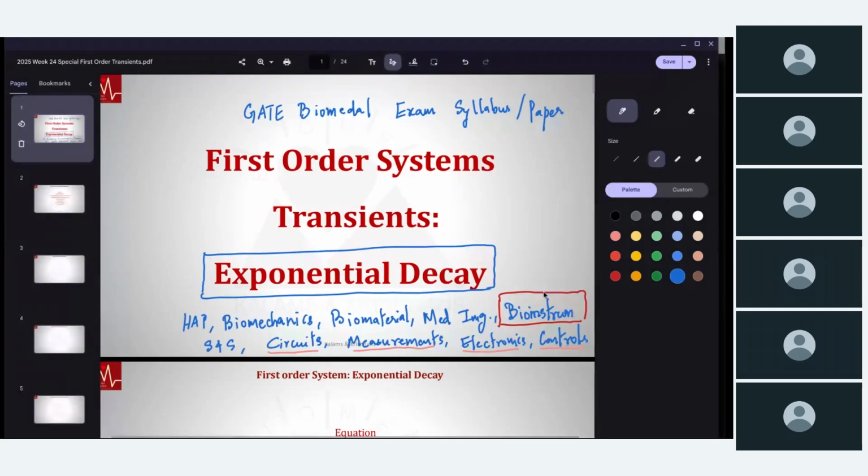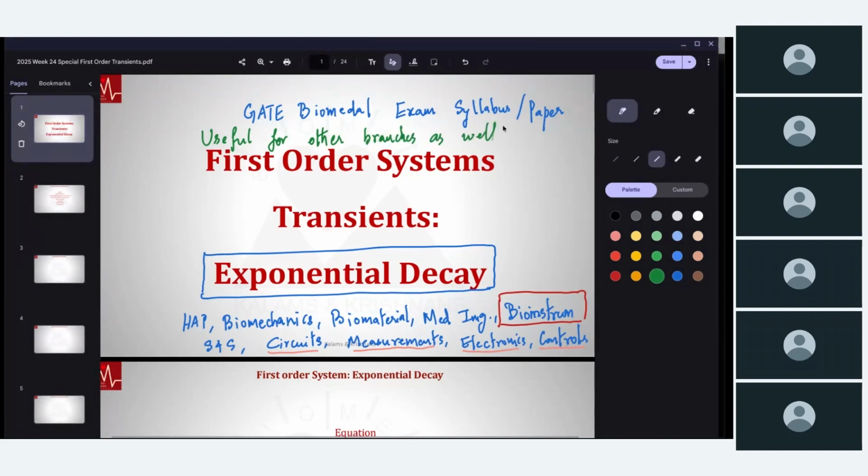It's certainly useful for other branches too, and it's highly efficient to discuss in one setting rather than looking at them in a piecemeal way in individual subjects. So that's why we are having this special class right now. So useful for other branches as well.